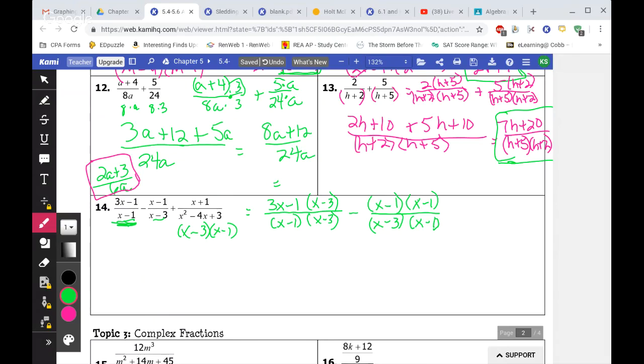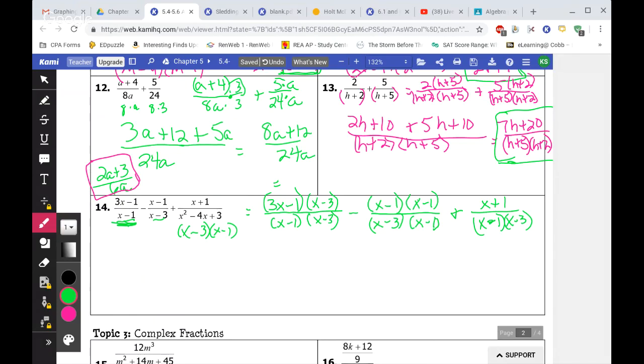Okay? And then this final one isn't missing anything at all. But I'm going to write it in factored form. Okay, so now we have to FOIL these. So when you FOIL 3x minus 1 by x minus 3, you do first, outside, inside, last.